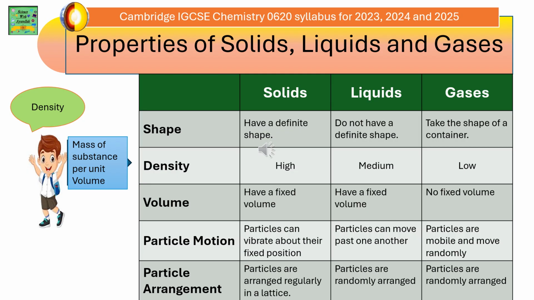Properties of solids, liquids, and gases. Solids have a definite shape. Think about a wooden table. Liquids, they do not have a shape. It takes up the shape of the container they are poured in.